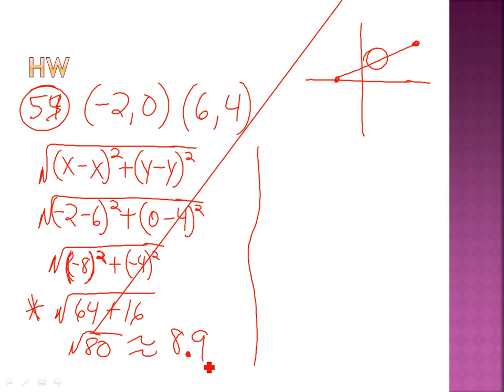All right, so 8.9, are we finished? What else do we still have to find? That's the length of this segment. So that segment's 8.9 units long. Midpoint, write down the formula.